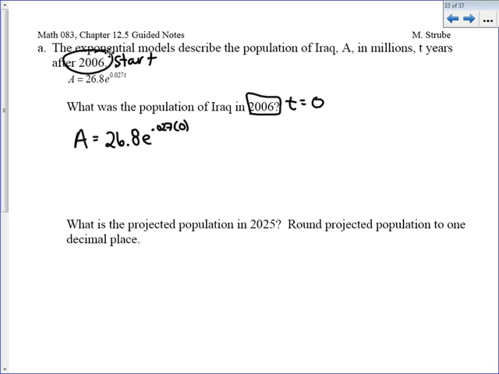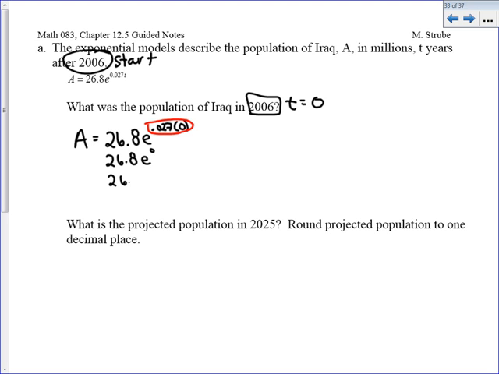Now this one we could actually probably figure out by hand. It depends on the type of calculator you have, but let's start by multiplying my exponent. What's 0.027 times 0? 0. So e to the 0 power. Well, what's e to the 0 power? You've got to evaluate exponents first, order of operations. What's anything to the 0 power? 1. We know that from our graphs.